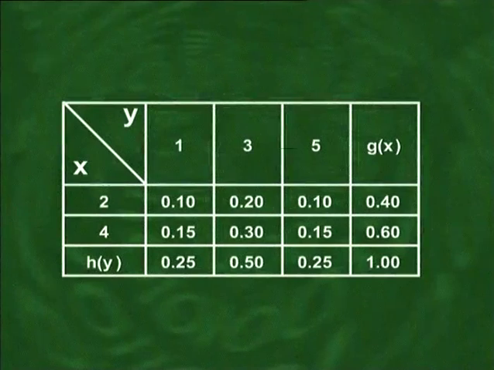As indicated in the last lecture, G of x will be found by summing the joint probabilities over y, and H of y is found by summing the joint probabilities over x. So, as you now see on the screen, in this example, the probabilities which are denoted by G of x are 0.40 and 0.60. On the other hand, the marginal probabilities of y are 0.25, 0.50 and 0.25.